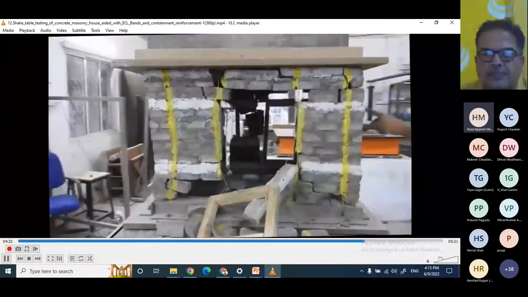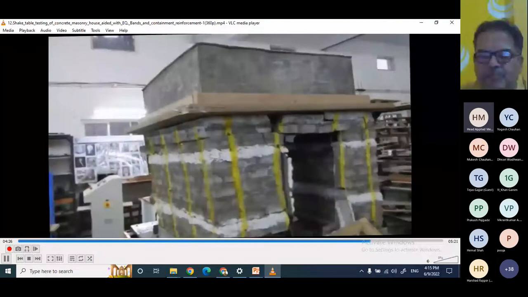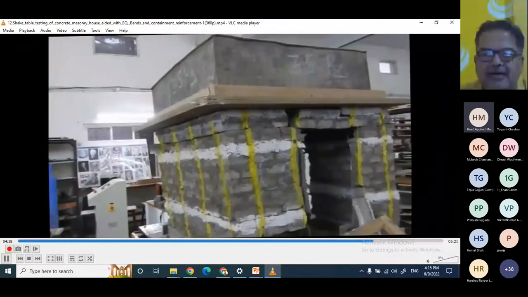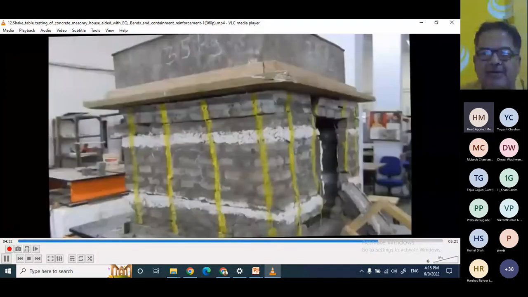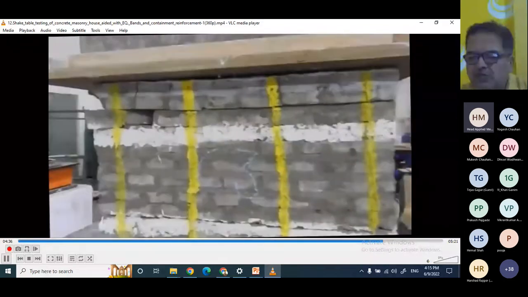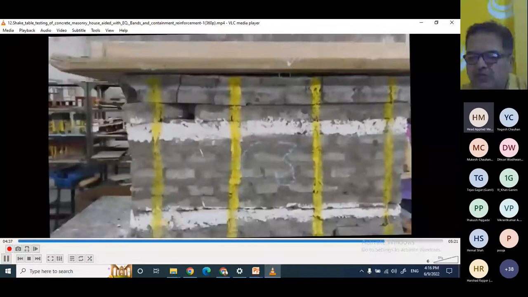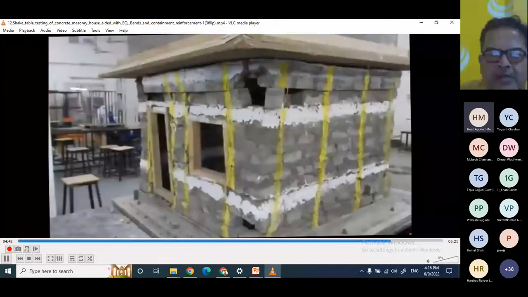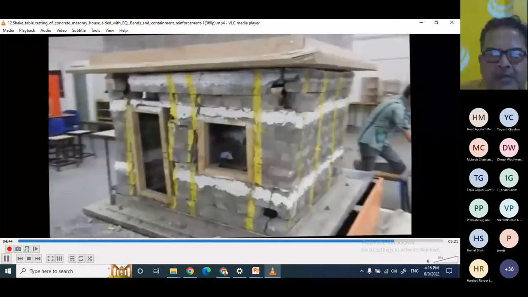We are always testing up to failure, but we are not putting any sensors during that, otherwise our sensors get damaged and we don't get data. But I think we have to observe the failures here to understand the role of each and every feature of earthquake resistance.